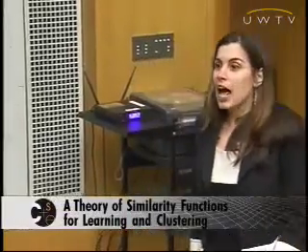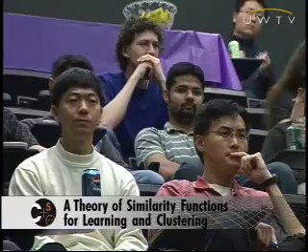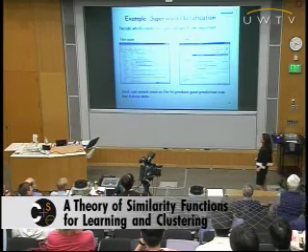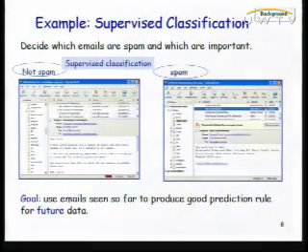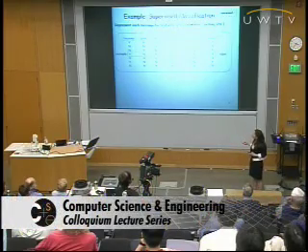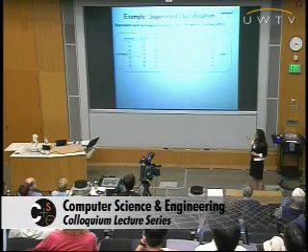So what we want to do is to design an algorithm that takes in as input a training set, a set of email messages labeled as spam or not, and produces a good prediction rule for future data, for future messages. And this is called supervised classification, since the learning algorithm uses labeled examples, labeled emails in this case. Now, the first step is to represent each message by a set of features. And for the spam problem, we may design features based on keywords, spelling characteristics, and so on. And this here is an example of a training set. So each row corresponds to a labeled example. It's an email message labeled as spam or not.